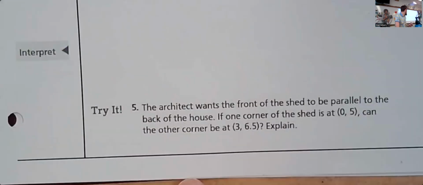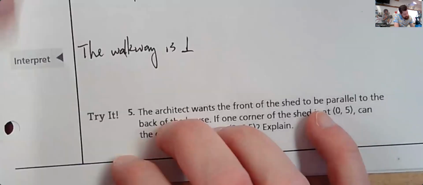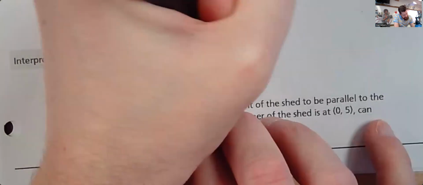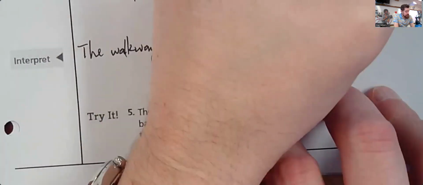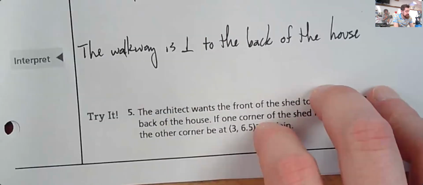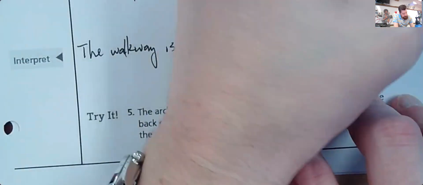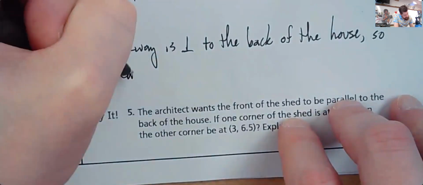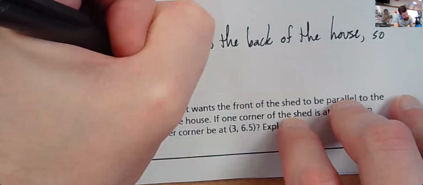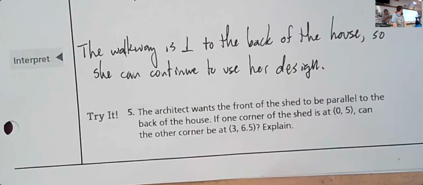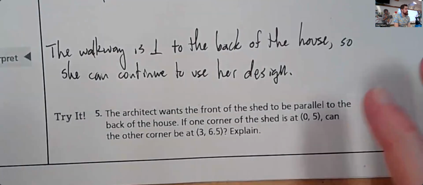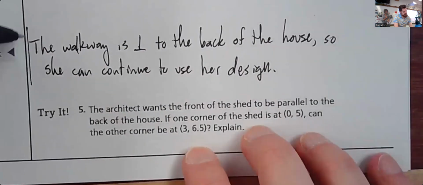So we can say the walkway is perpendicular to the back of the house. Let's see. Can she continue using her design? So she can continue to use her design. She doesn't need to redesign anything because she has everything mapped out the way it needs to be. So that's our answer for the question.